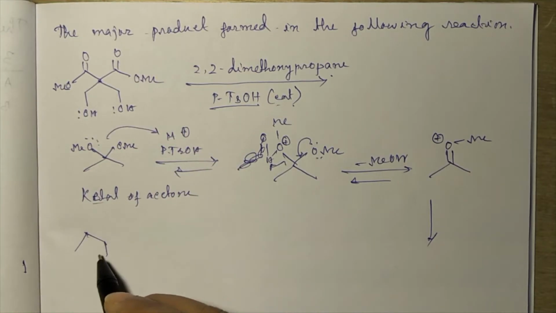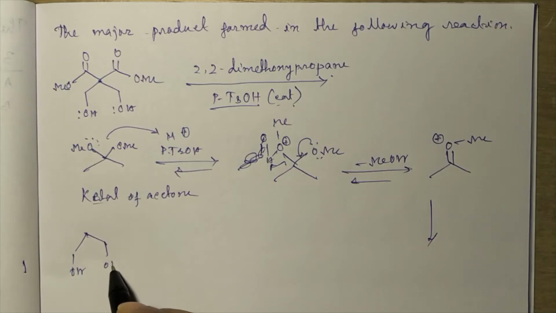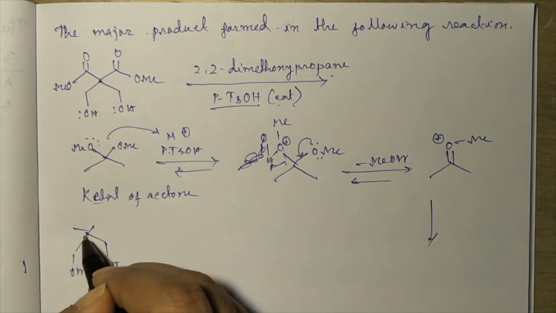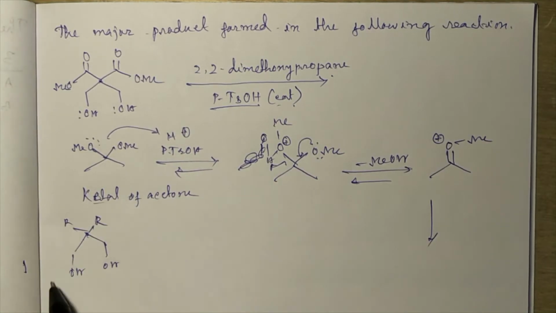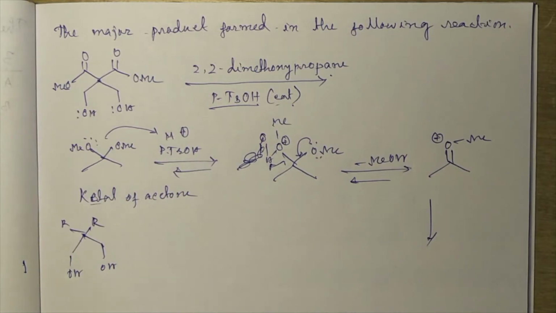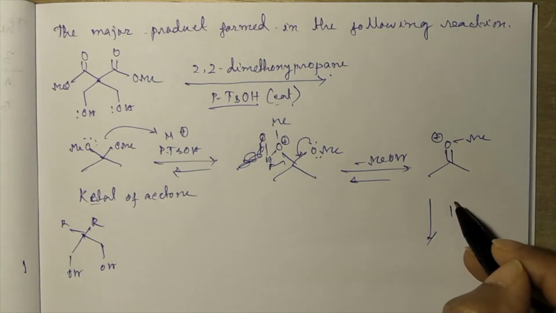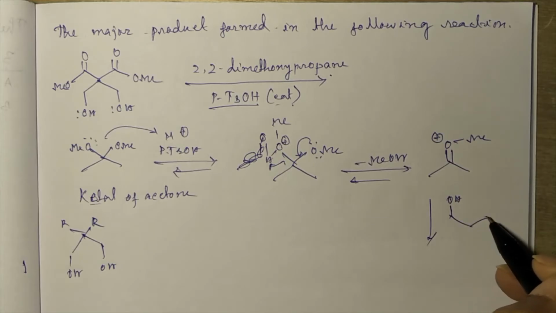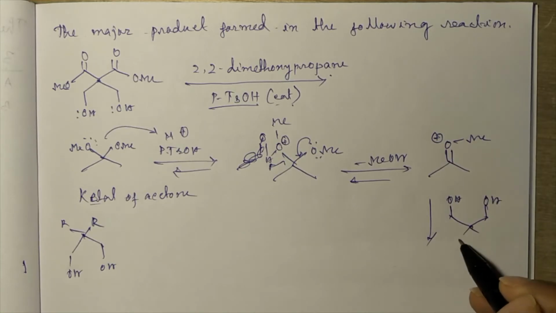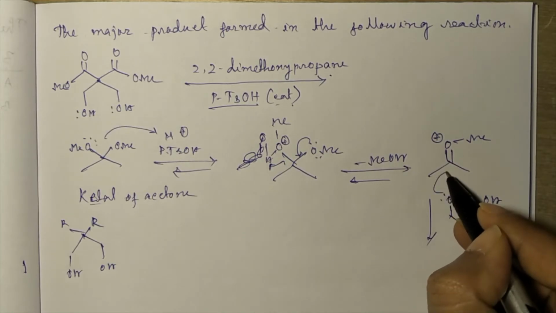Now this compound here, which group will act as a nucleophile? We can represent this as a diol like this. These two are R groups. So now this diol will attack here.